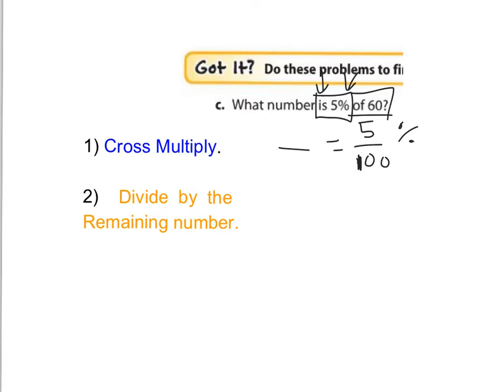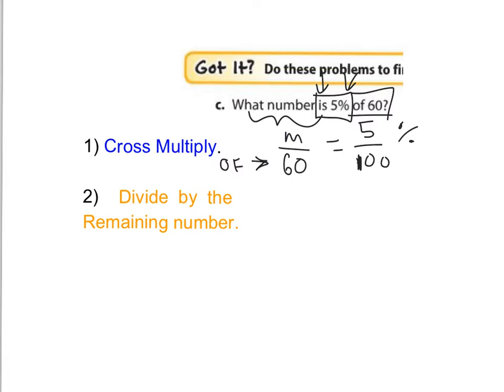It says of 60. Since the word of is in front of the number 60, then 60 is going to go in that space in there. That's your of space. And we don't know what's the is number. That's what they're asking. So we're going to use a variable m.